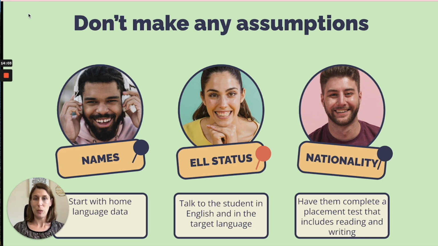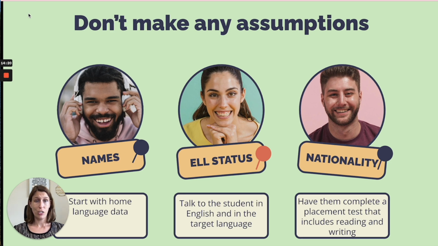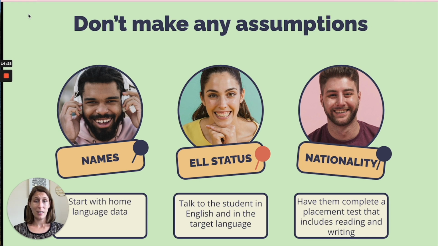So I want to encourage you to not make any assumptions at the beginning. Don't assume just because someone has a name that sounds Spanish or that sounds Russian that they will be a speaker of that language. You should start with the home language data and look at their English language learner status. Do they actually speak that language at home? And yes, it's true that sometimes it's not reported. If the family doesn't report it, that's generally the only way that it's found out whether or not they speak another language at home. But usually that data will be correct.